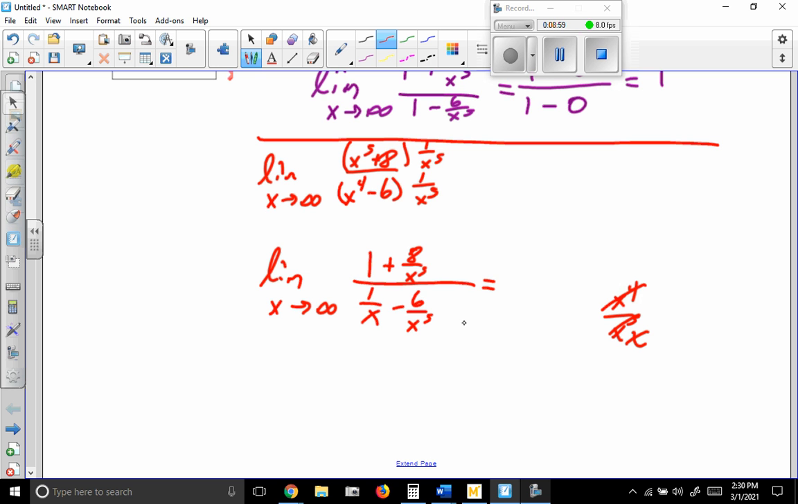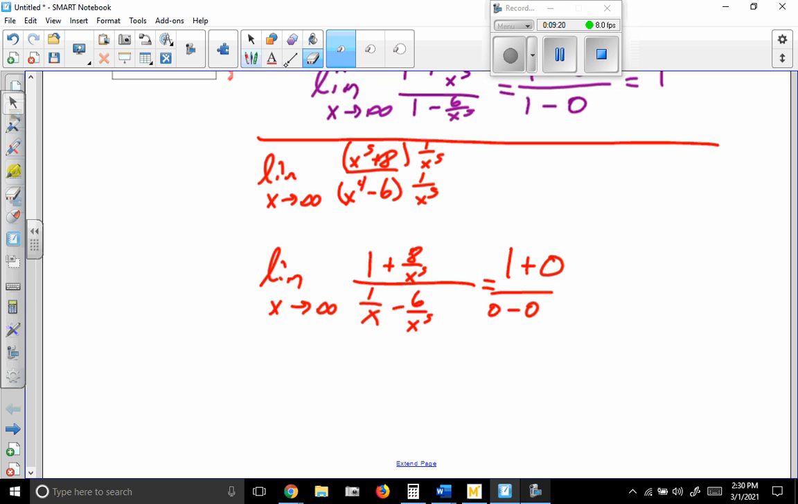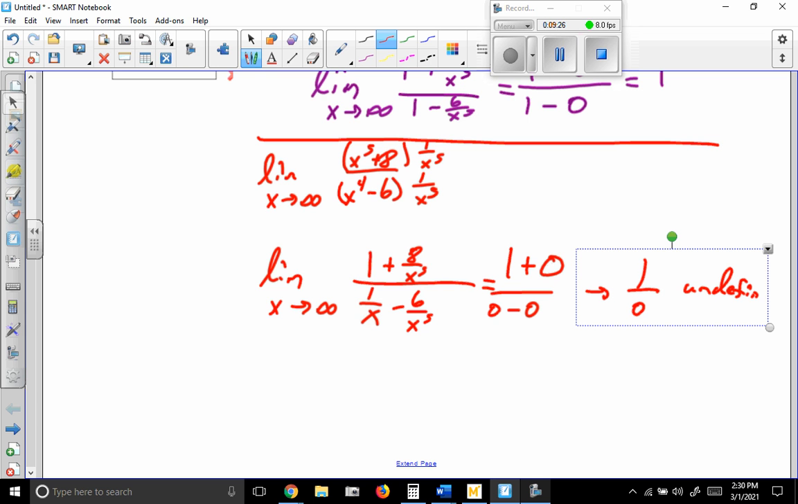Notice when we let x go to infinity, we're going to get 1 on top plus 0. The limit of a constant is a constant. As x goes to infinity, this term goes to 0. And then on bottom, as x goes to infinity, this goes to 0, and this goes to 0. Which, notice, that's 1 over 0. That's undefined. That's not indeterminate, but that's undefined.